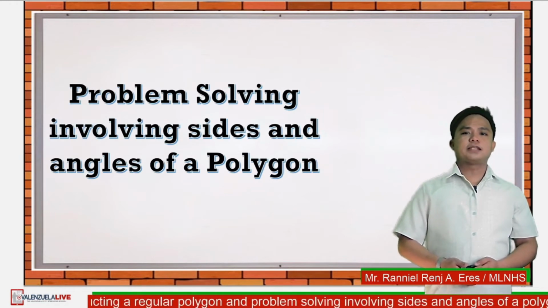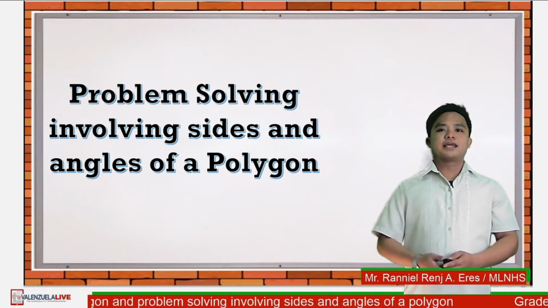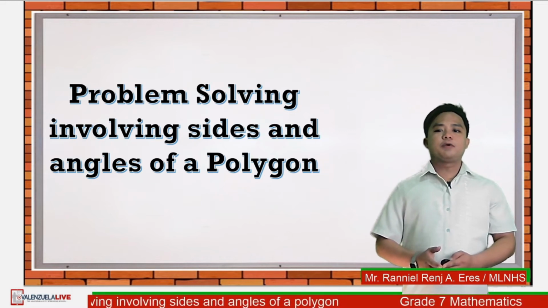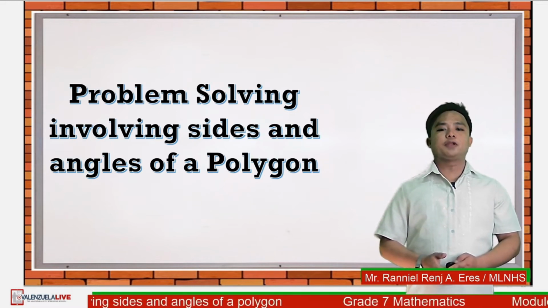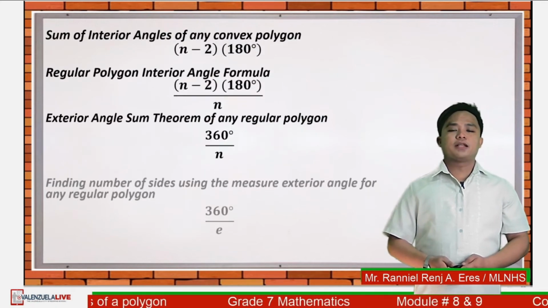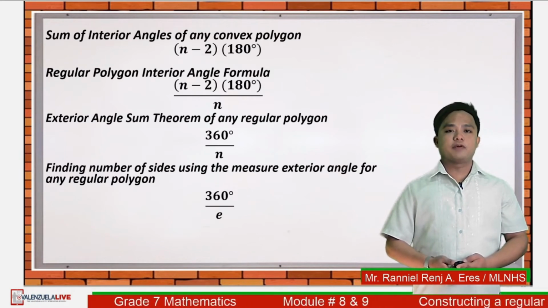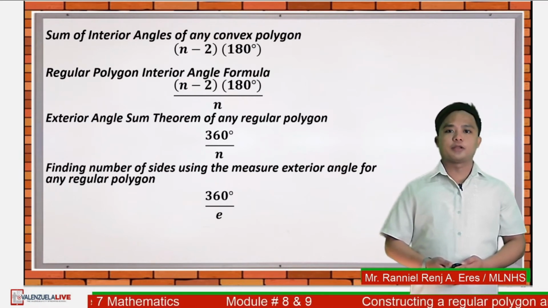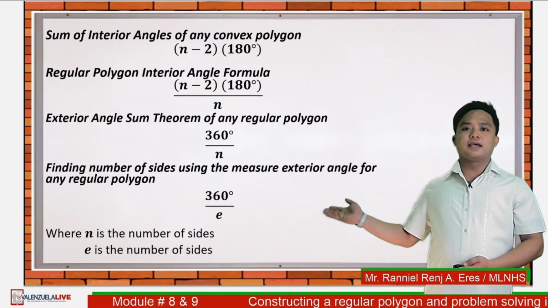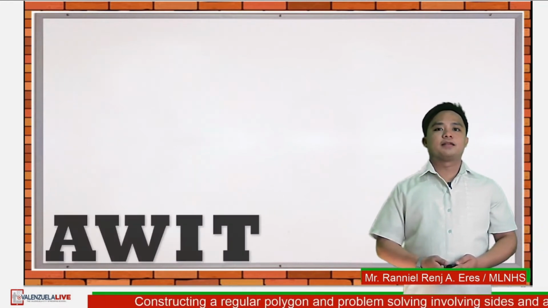So after constructing a polygon, let's proceed to problem solving involving sides and angles of a polygon. But before we start, let us have some review again about the formulas that we might use in every given example. Again, these are the 4 formulas we are about to use in solving problems involving sides and angles of a regular polygon. Again, where n is the number of sides and e is the measurement of each angle.